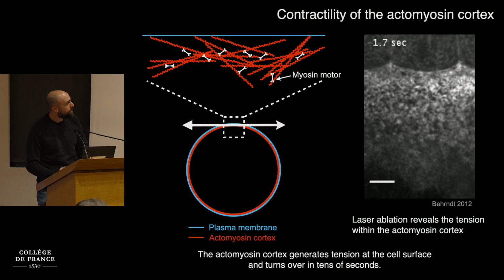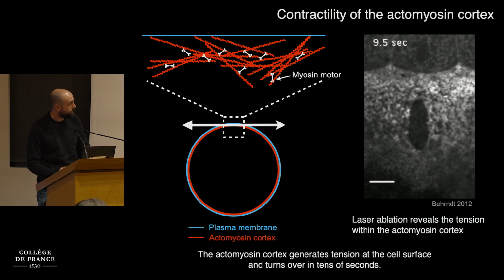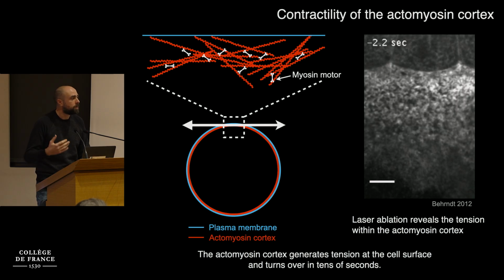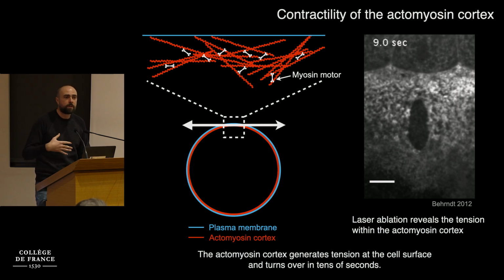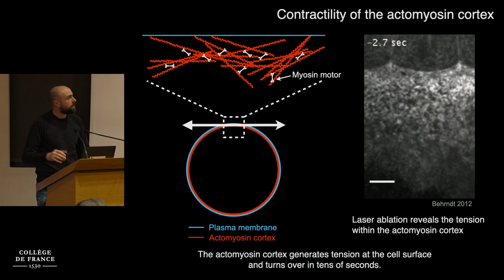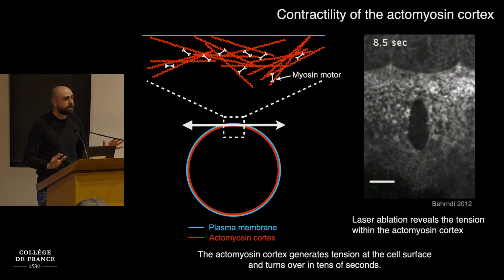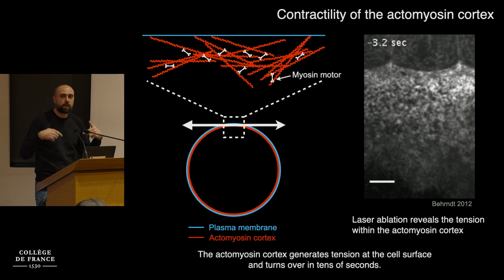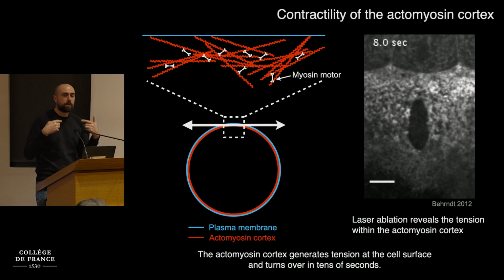What you can appreciate as well is that this network is under tension, but it also regenerates itself. It is turning over constantly. And in about 10 to 20 seconds, this network is rebuilt. So if you look at the image, initially it looks like this network is static, but it's an illusion. It's actually constantly turning over. It is a very dynamic network.